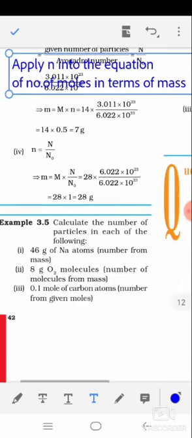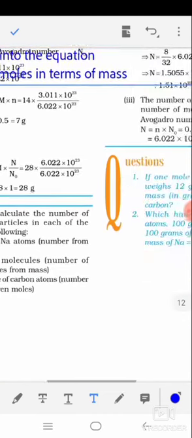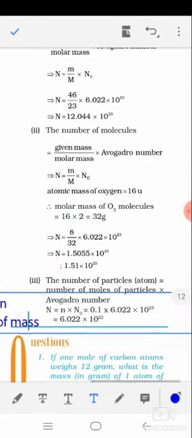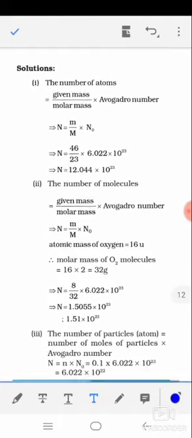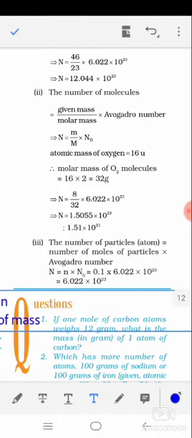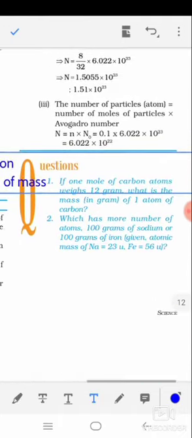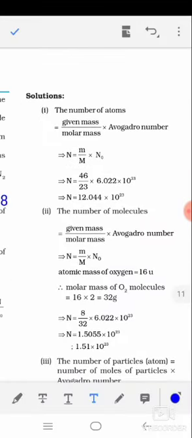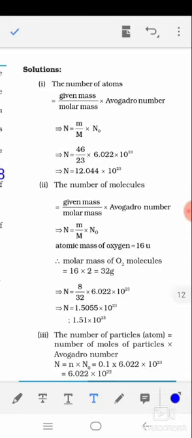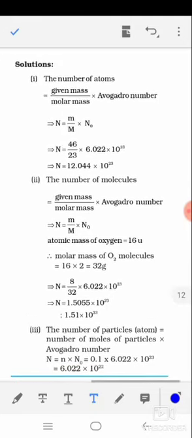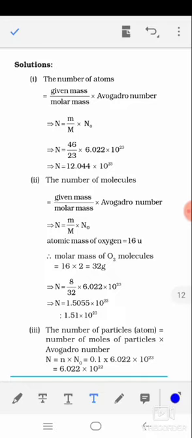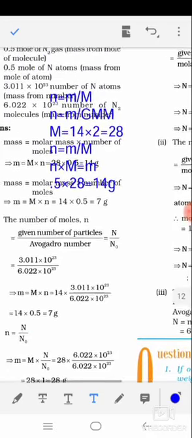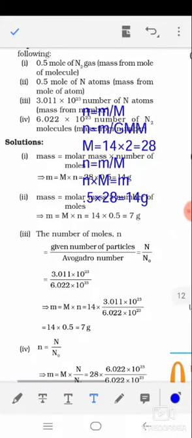Okay, so here are some questions, 3.5, and solutions are also provided here. Write it into your notebook. I think there is no need of me here. If you need help, then please give me information through our group.